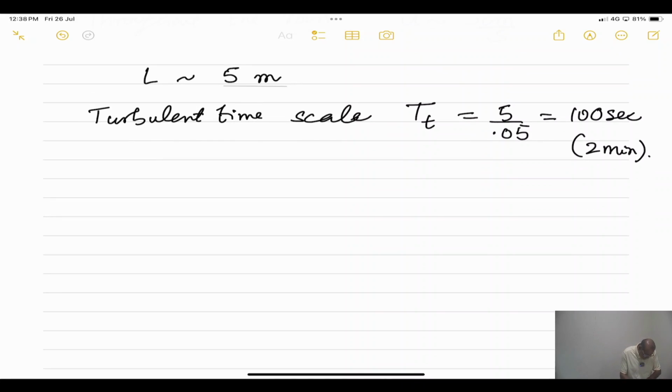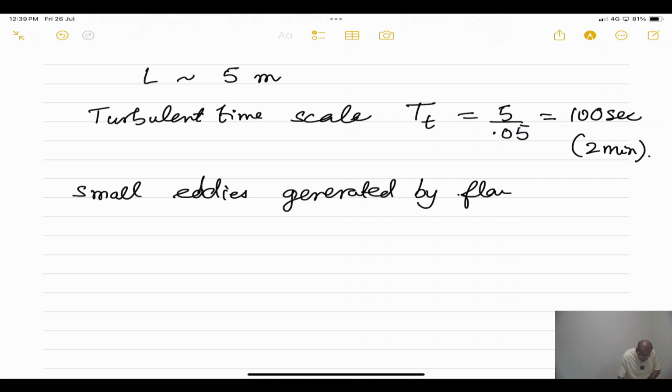If we look at small eddies generated by the flow. What I mean, and we will do this, is that if there is motion, there is one large eddy, but they keep on breaking into smaller and smaller eddies till you get to viscosity. And that theory will follow this chapter, which is what we call Kolmogorov's theory.